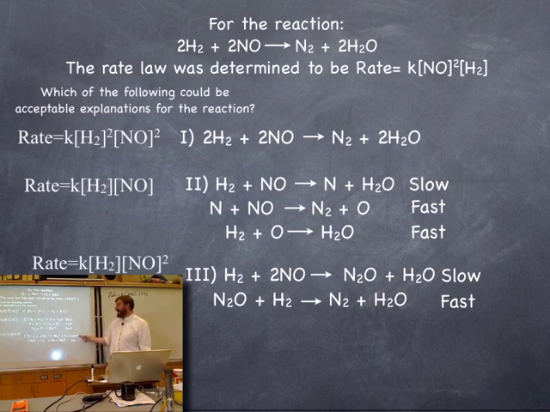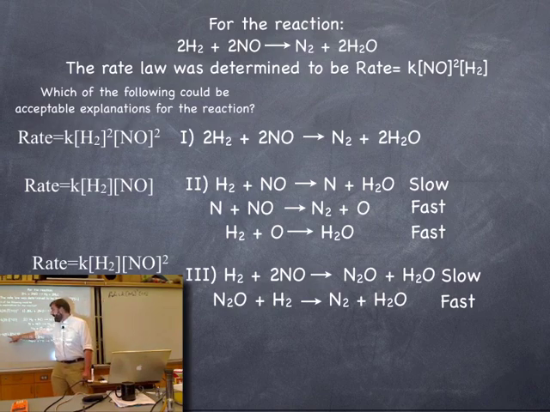The first one, and again, I have H2, but now there's 2 NOs. This is 3 particles colliding together. Unusual, sure, but possible. So the rate law would be H2 NO squared. It's NO squared. The coefficient becomes the exponent in the rate law. It is possible, but unusual. It's very rare. Statistically, 3 particles colliding at the same time is very, very unusual.